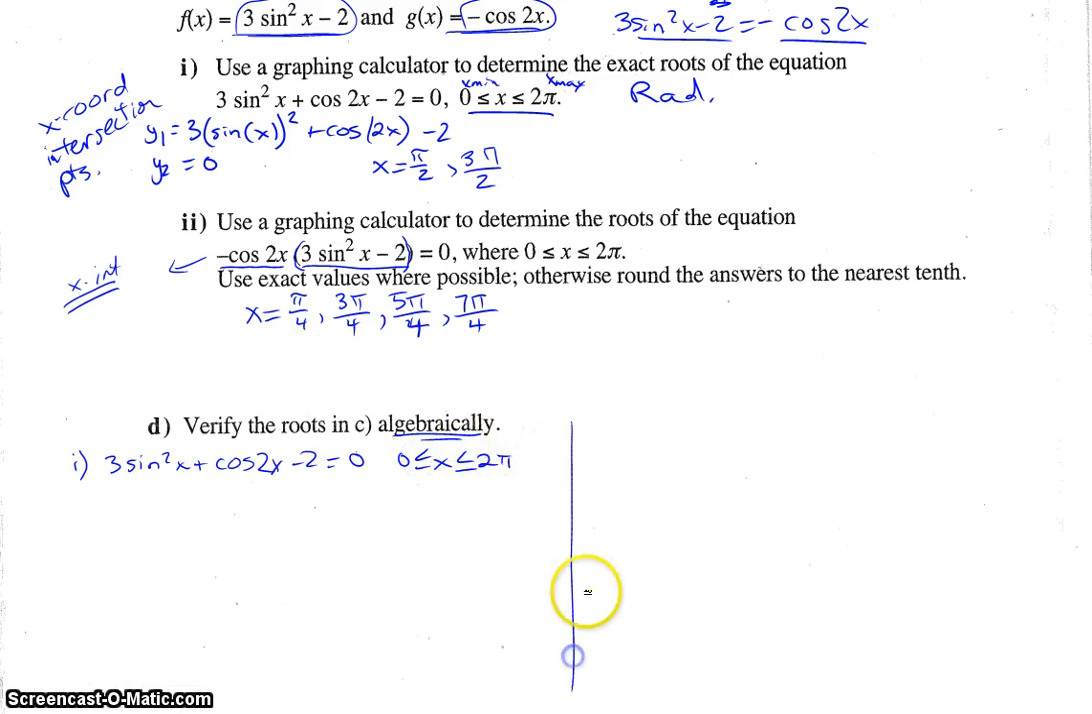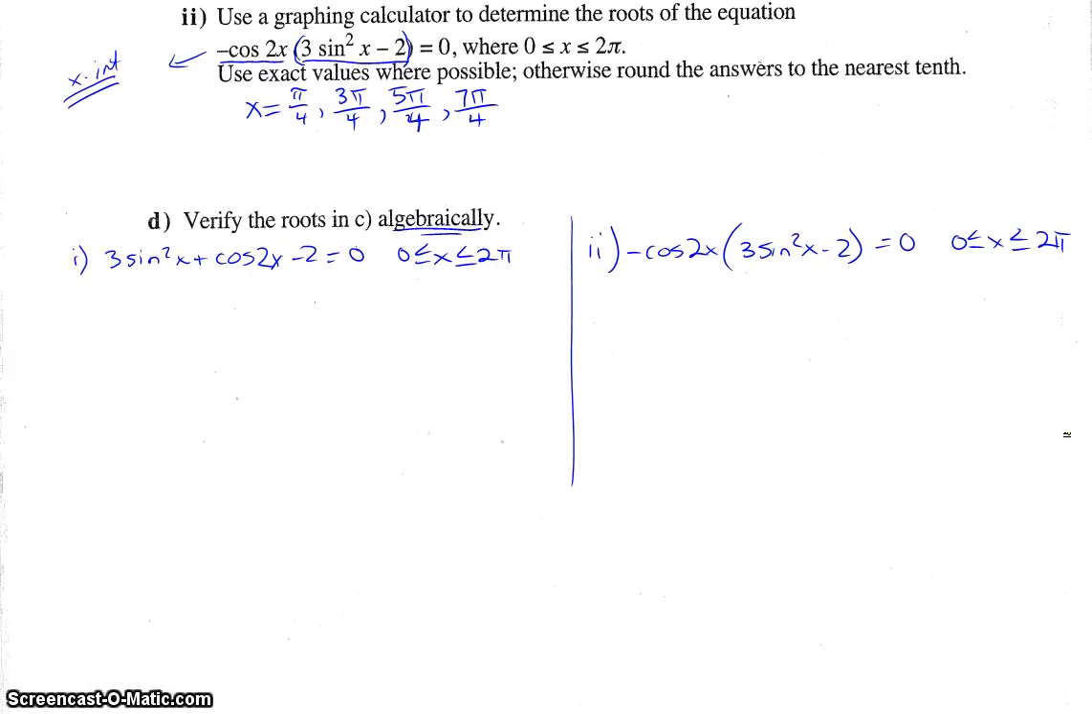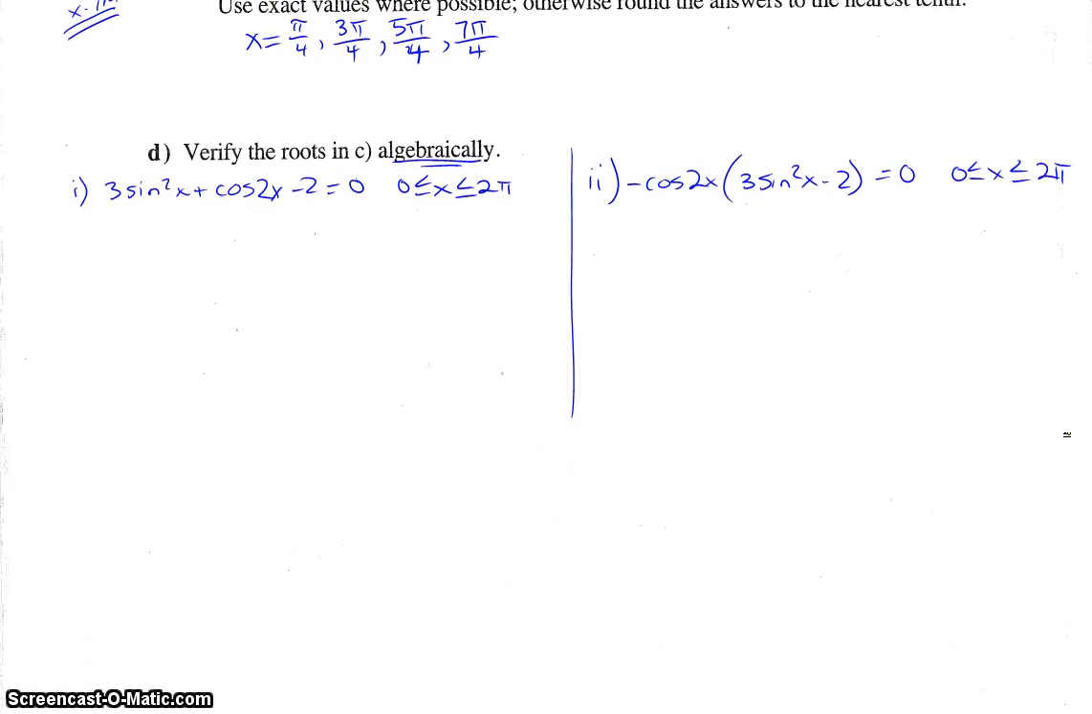Okay, and then the other one, double I, is going to be negative cos 2x, brackets, 3 sine squared x minus 2 equals 0. And again, same domain, 0 to 2 pi. All right, so let's take a look here. Let's start with that first one.